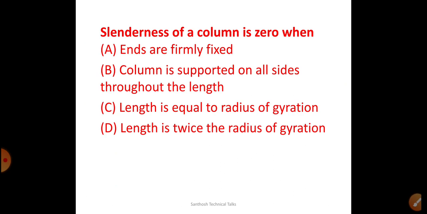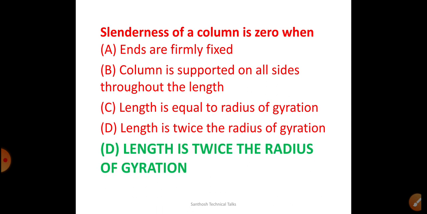And next, slenderness of the column is 0 when the length is twice the radius of gyration. If the length is twice the radius of gyration, then the slenderness ratio of the column will become 0.